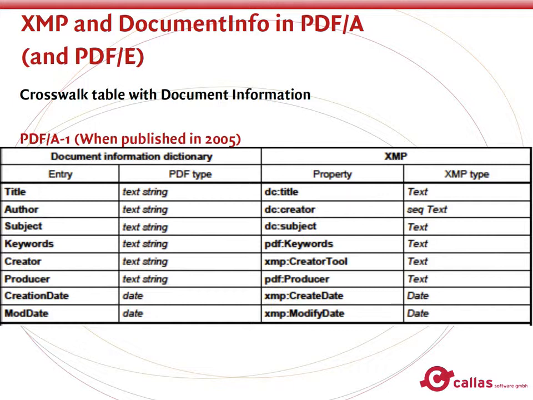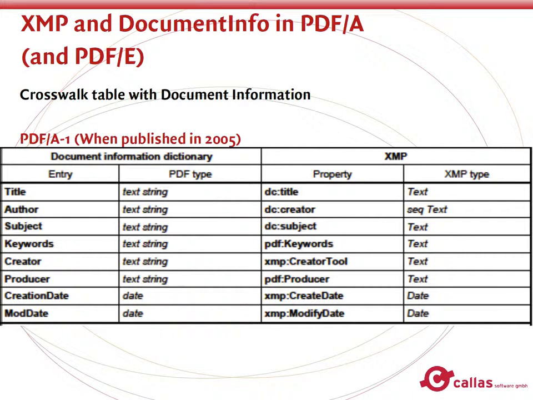And this is just one example. So what can really go wrong with XMP in real life? I'm just using one example, and these are the crosswalk tables of the PDF/A specification. As I've mentioned before, on the left-hand side you have the document information dictionary, and on the right-hand side you have the XMP, and PDF/A-1 just says, okay, values have to match.